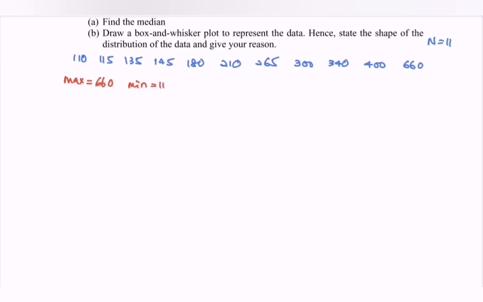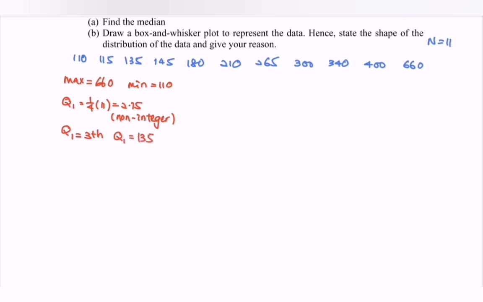We have 110, and then the Q1, meaning the first quarter. So for Q1, we have 1/4 multiplied by the 11. From here, we have 2.75, so non-integer. By referring to the formula, we have to round up. So the Q1 will be the third term, which is equal to 135.